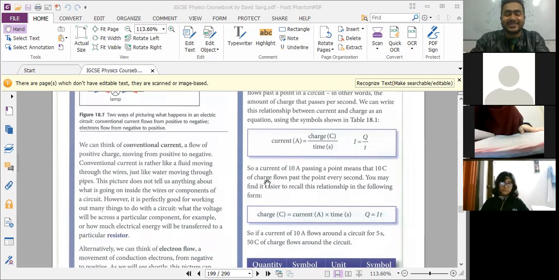Anyway, so the current of 10 amps, দেখো তাহলে 10 amps টা কি হবে? 10 coulomb per second. Simple.